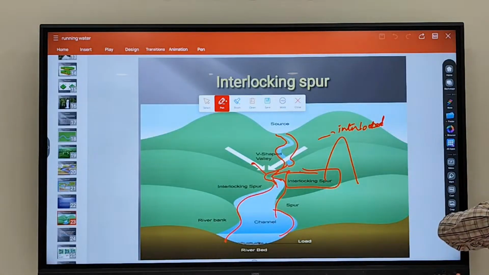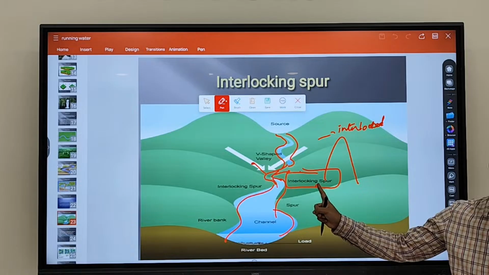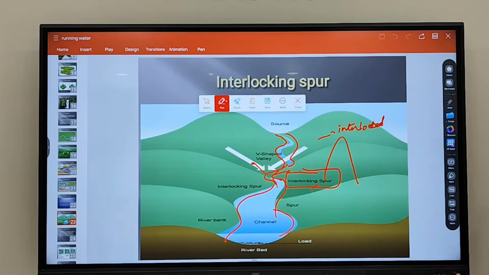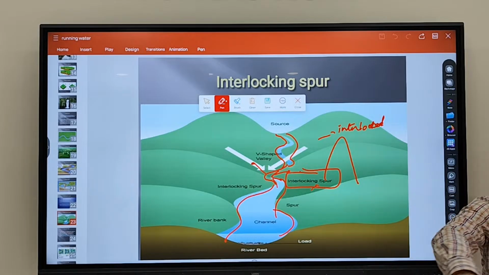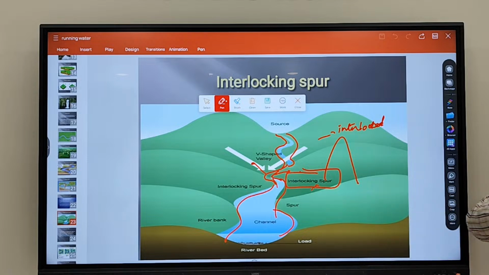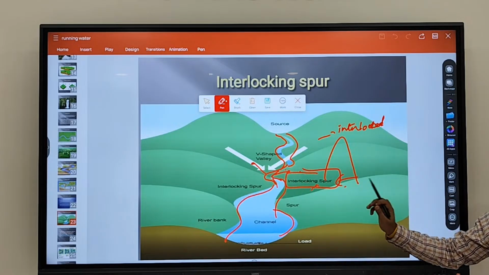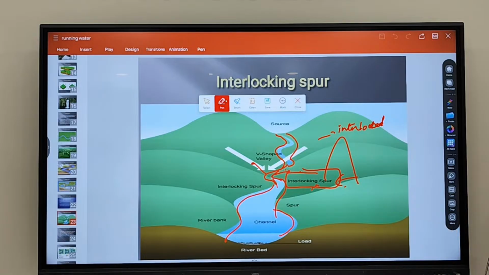So such a type of interlock is called what? Interlocking spur. When a river is moving around a mountain, its flow is not visible, and that's why we say the river has been interlocked, and such things are called interlocking spurs. Fine. Anyone having any doubt regarding interlocking spurs? So an interlocking spur is when a river is moving around a mountain and its flow is not visible. Fine.